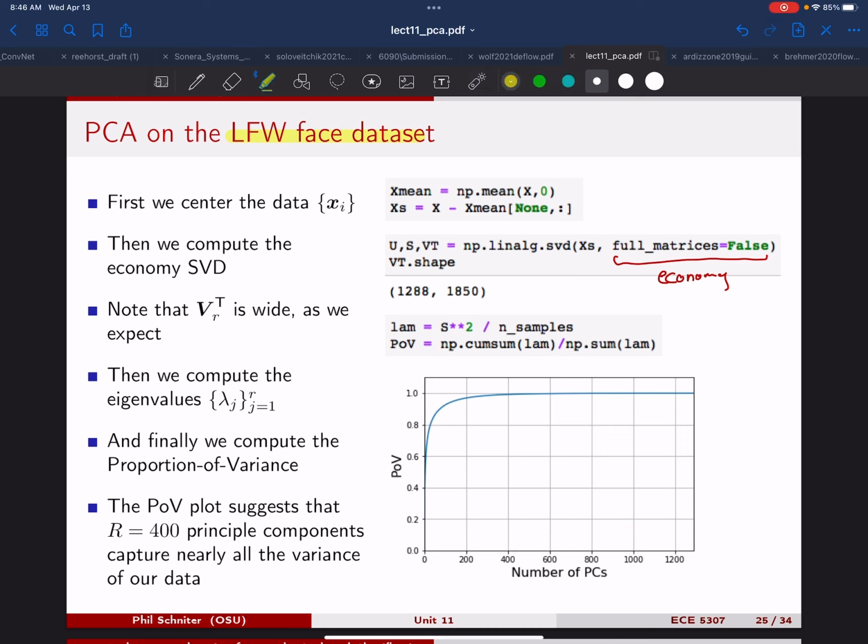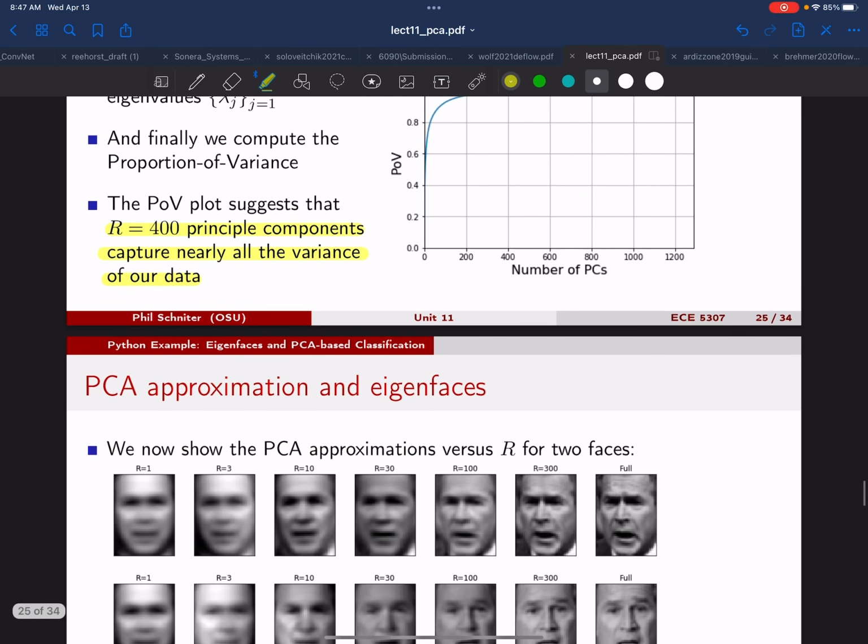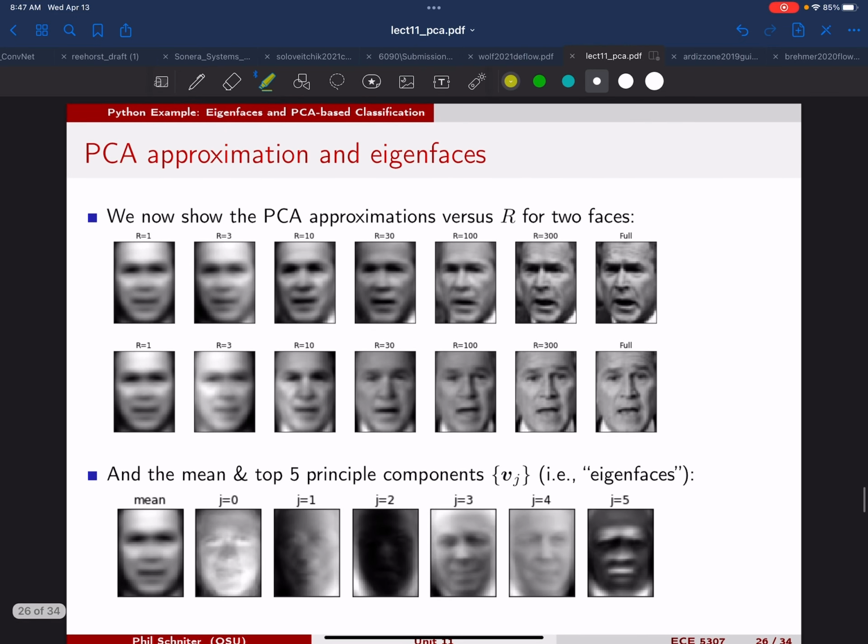Okay, so 400 principal components capture nearly all the variance of our data. So that kind of gives us a guideline. Now the other thing we can do is we can actually just do the PCA approximation and plot the results, because we're humans, we're used to looking at faces. We can look at the results that are generated and get a qualitative assessment of how well this is working.